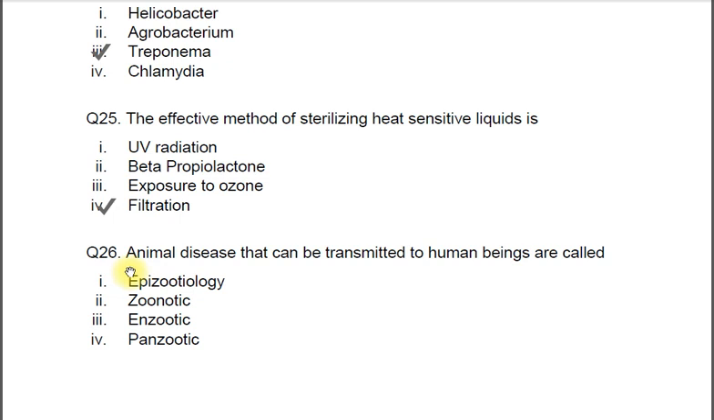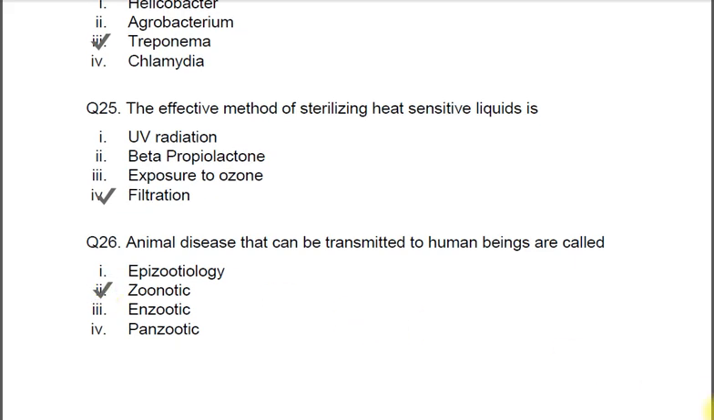The question number 26. Animal disease that can be transmitted to human beings are called option 1 epizootiology, option 2 zoonotic, option 3 enzootic, option 4 is panzootic. So out of this, the correct one is the zoonotic diseases.